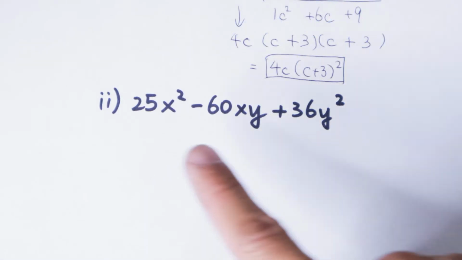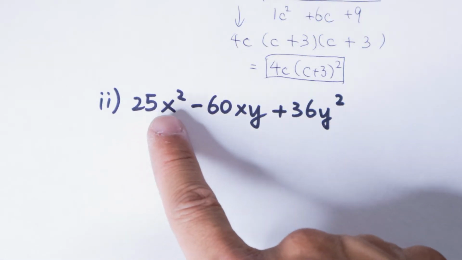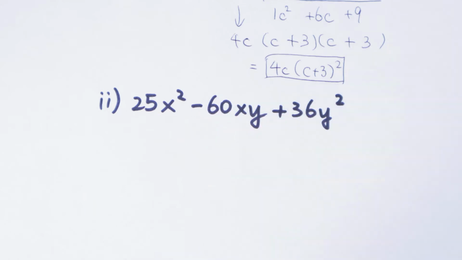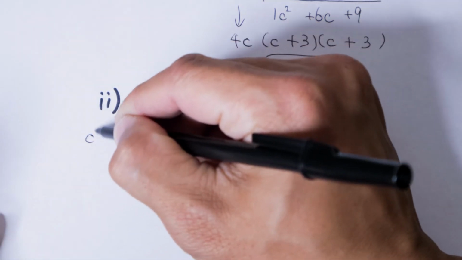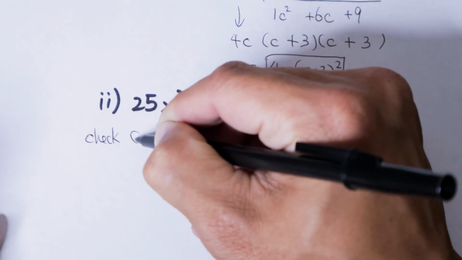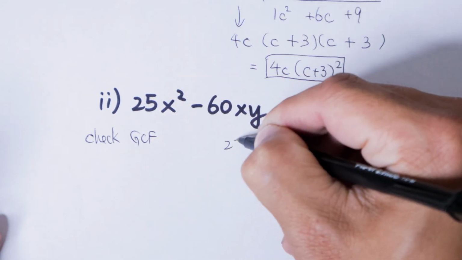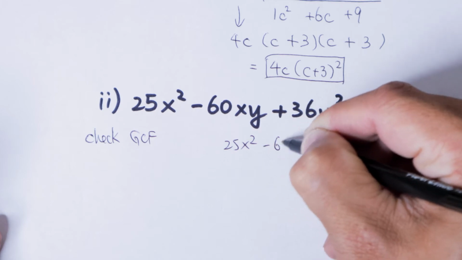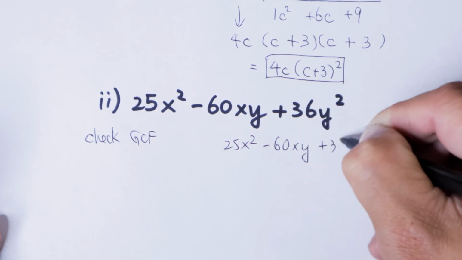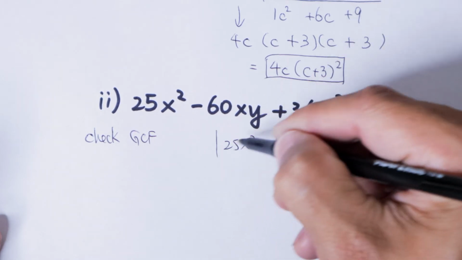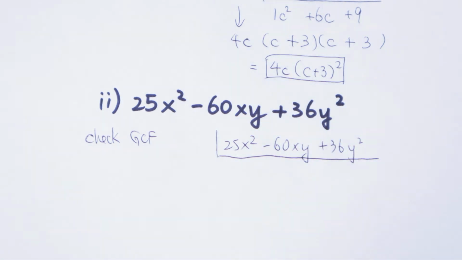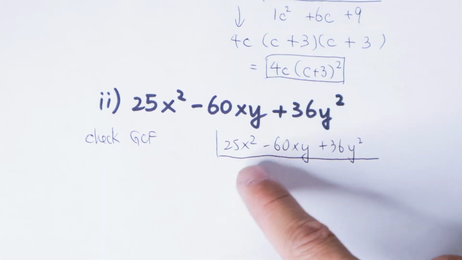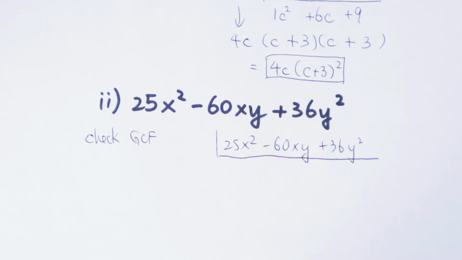Well, let's go to number 2. Here it says 25x squared minus 60xy plus 36y squared. So we're going to check GCF as well to see is there any common factor between 25, negative 60, and 36. Okay, let's take a look. Well, it seems that there's nothing except 1 that goes into 25, 60, and 36.